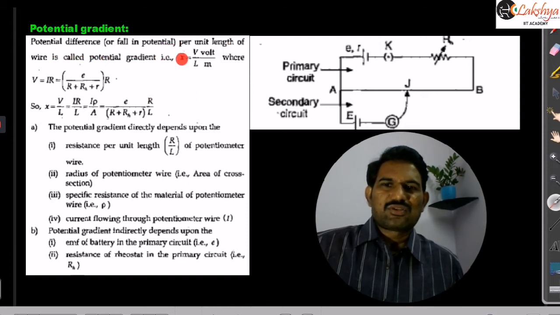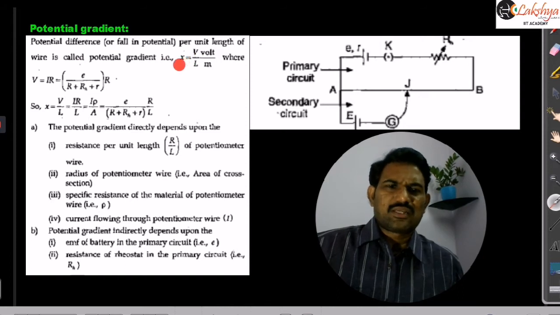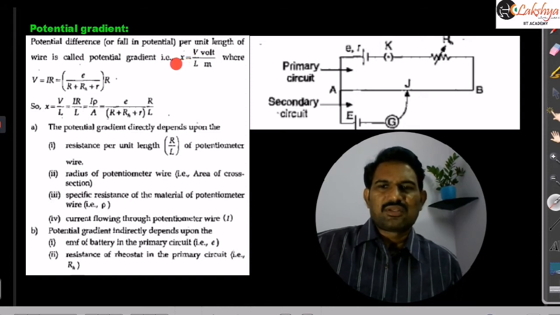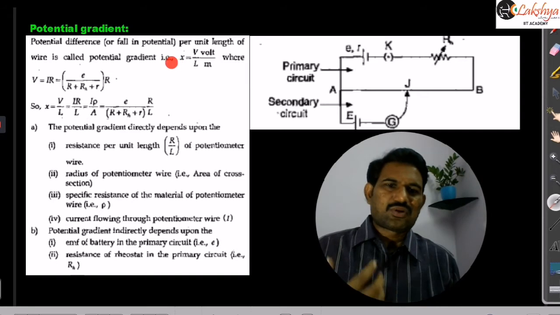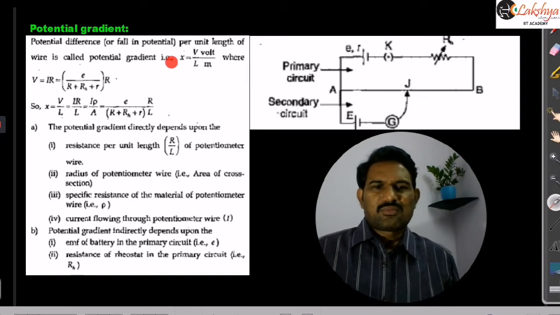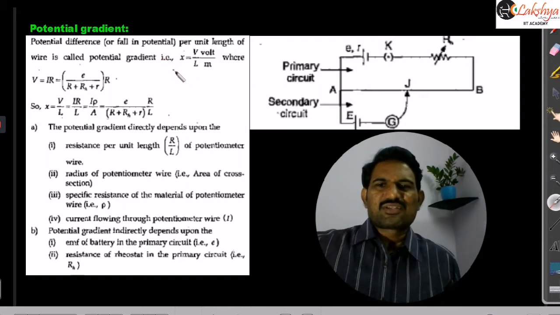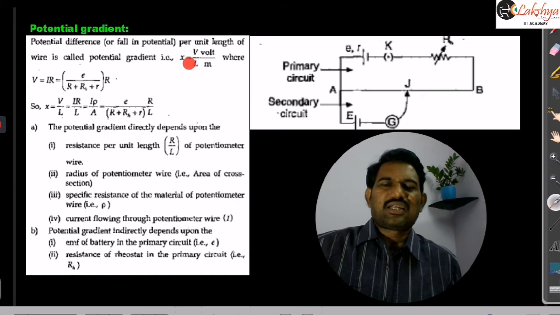So we are representing it by some symbol x; there is no specific symbol for this. You can represent it with x or lambda, or sometimes V or V by rho. You can use different symbols. Here we are taking it as x. So x is equal to V by L, where V is the potential difference across this wire AB.